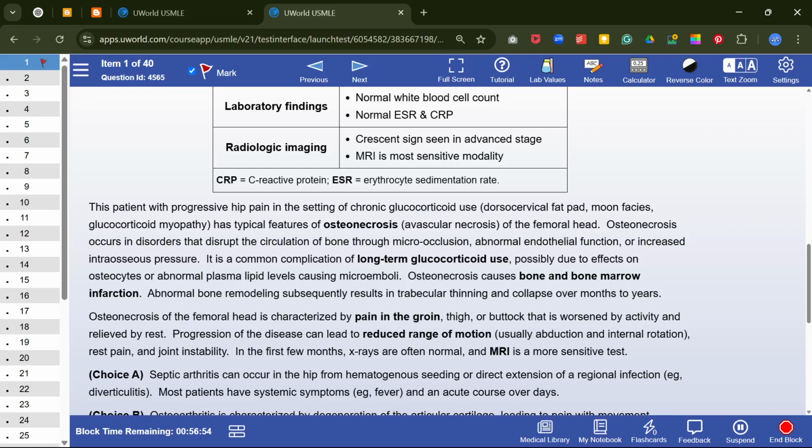Progression of the disease can lead to reduced range of motion, usually abduction and internal rotation, and joint instability in the first few months. X-rays are often normal and MRI is most sensitive.